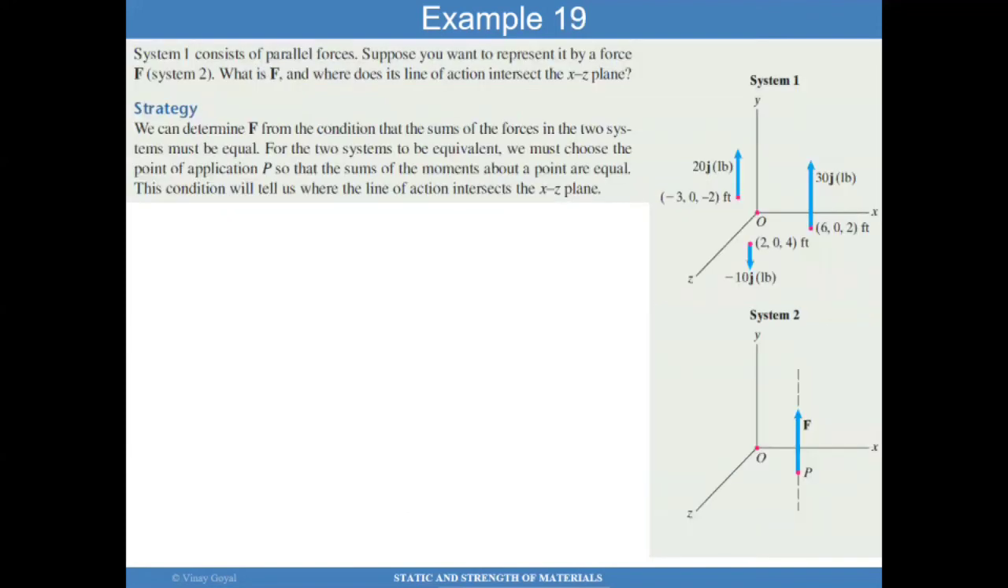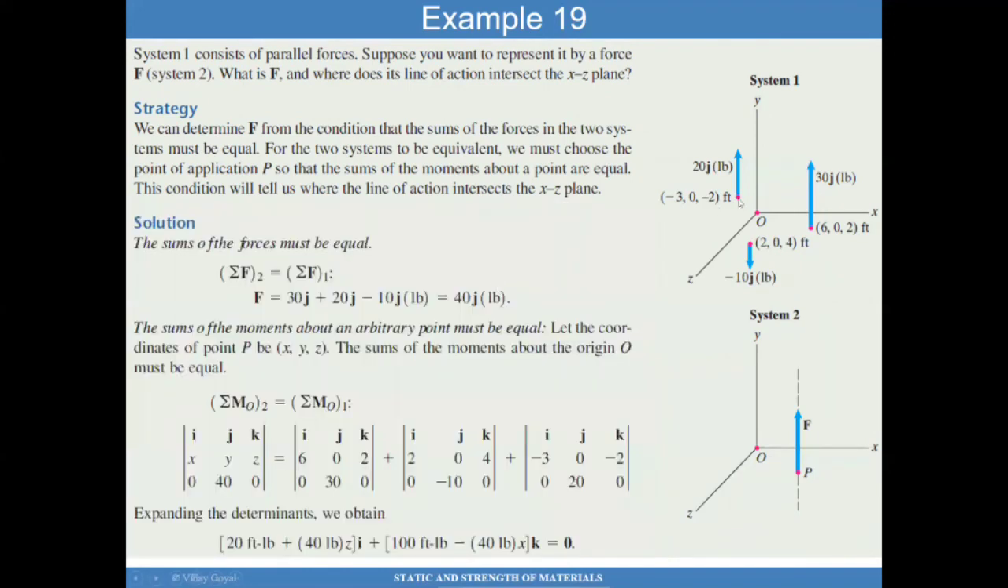Here's another interesting example. In this example, I have forces applied that are parallel. And the question is: what force F needs to be applied, and where does it intersect the XZ plane, so system 1 and system 2 could be equivalent?